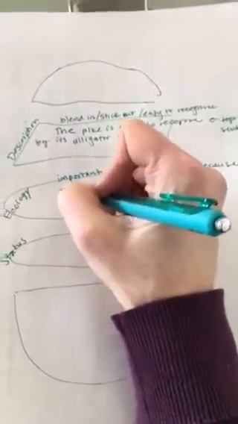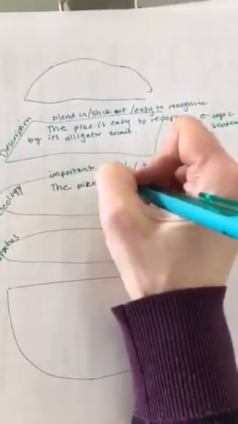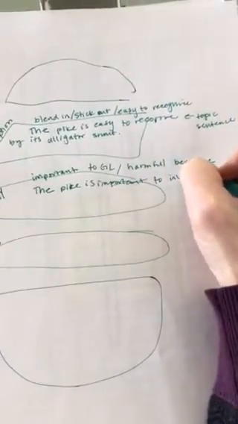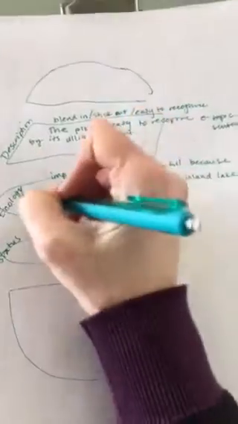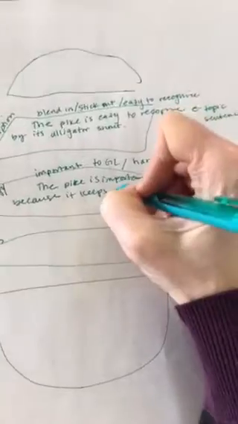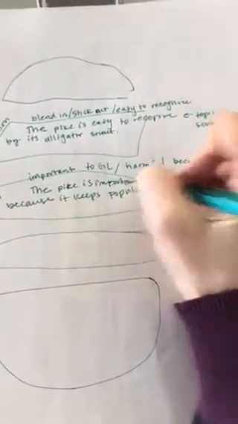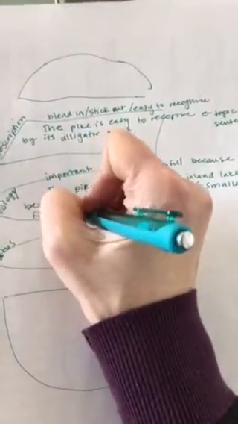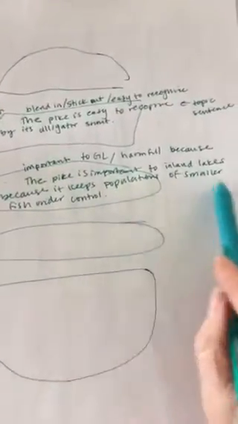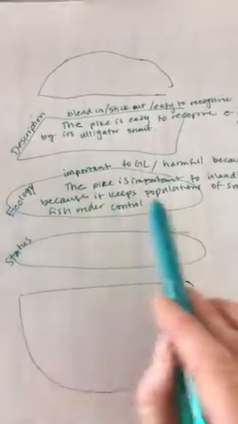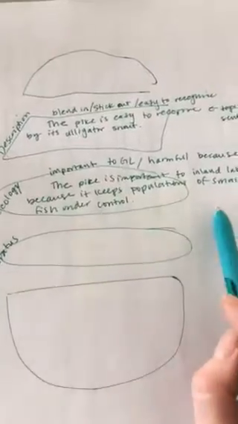If I was writing it about pike, I might say the pike is important to inland lakes because it keeps the populations of smaller fish under control. Now that's not the only sentence that I'd write in that paragraph, that's just one of them, but that's going to kind of start this paragraph about the ecology, and then you're going to take all your research about that and write that underneath from your research doc.